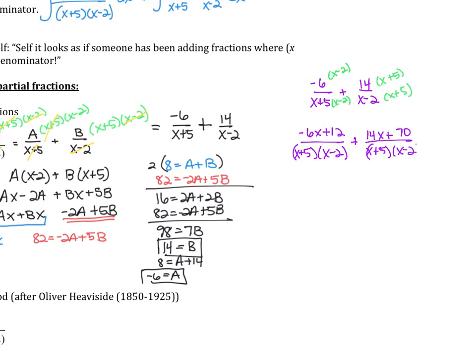Now that they have common denominators, I can combine the like terms. So I have negative 6x and 14x to give me 8x. And I have positive 12 and positive 70 to give me positive 82 over x plus 5 times x minus 2. So when we use partial fraction decomposition, we are breaking it down into two things that add together and give us the fraction that we had before.